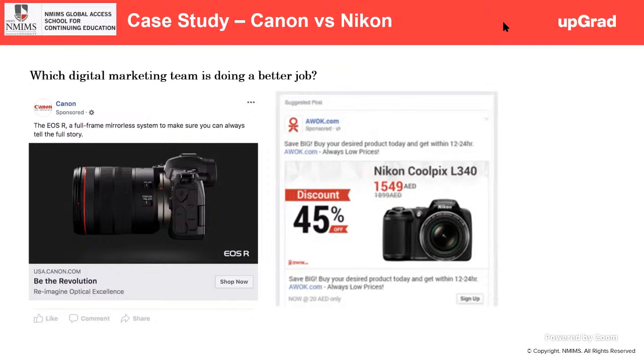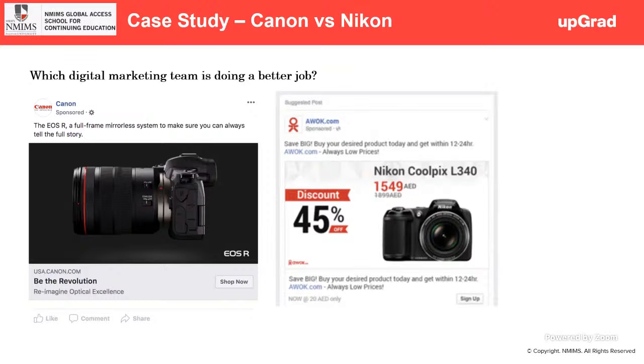I'm sure that all of you are aware of these two brands, Canon and Nikon. They're selling cameras, and what we have to figure out is, when they're selling the cameras through Facebook advertising, which marketing team is doing a better job? This is what you have to guess. Let me take you through this case study. On the left-hand side is Canon's ad. You can see there is a picture of the product, and they're saying shop now. On the right-hand side, you have the Nikon ad for a product, and they are saying sign up. There is an offer going on. You can sign up for that.